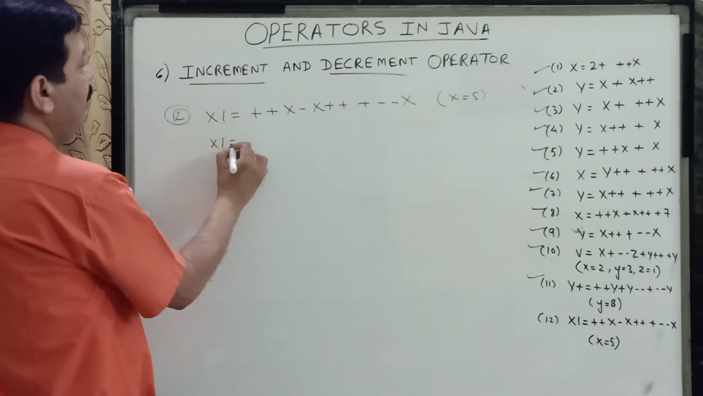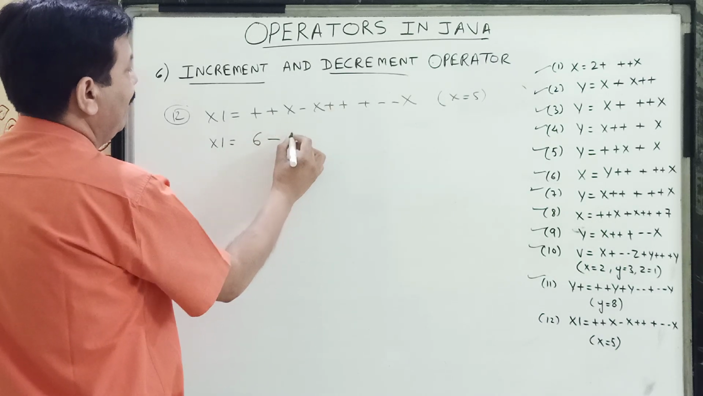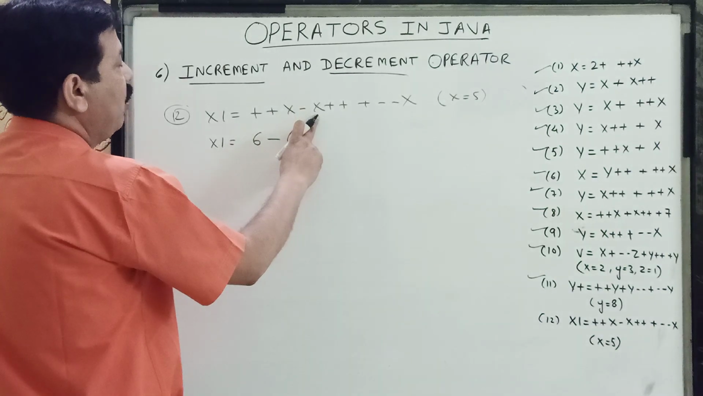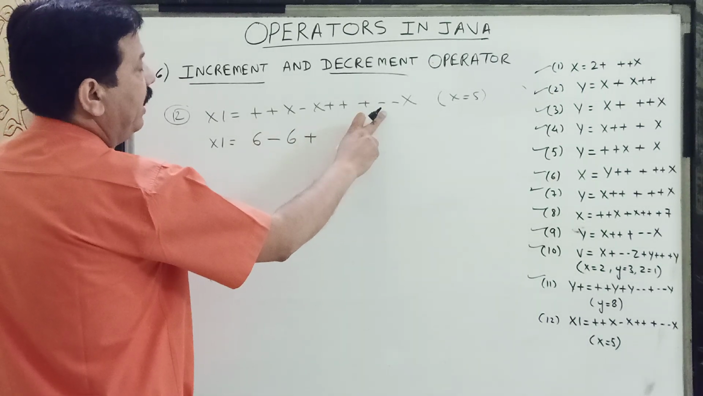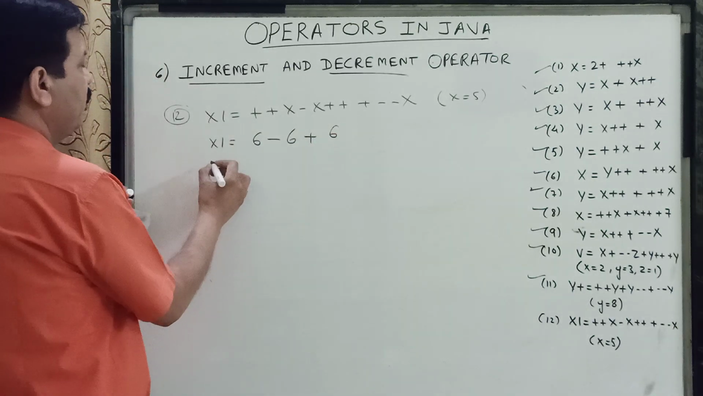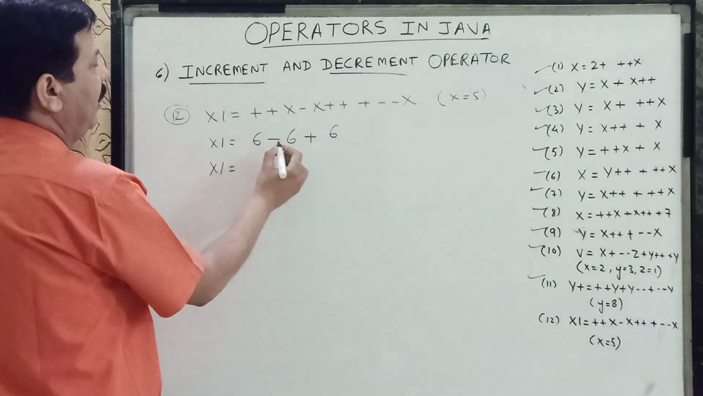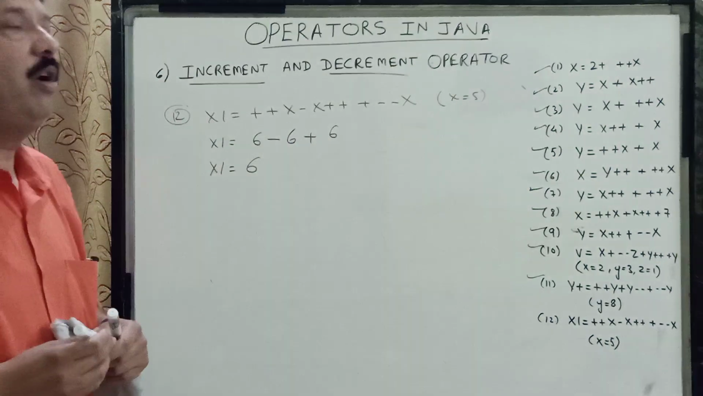So x1 will be equal to ++x, that means 6, minus, again we'll say 6, and now the value of x becomes 7, and plus, but it is pre-decrement, so again it becomes 6. So children, x1 will become 6 minus 6, which is 0, and plus 6. This is the answer. So children, I hope you have followed these.